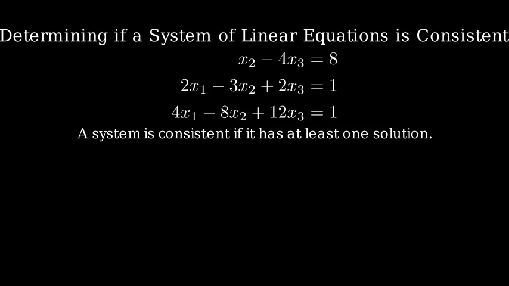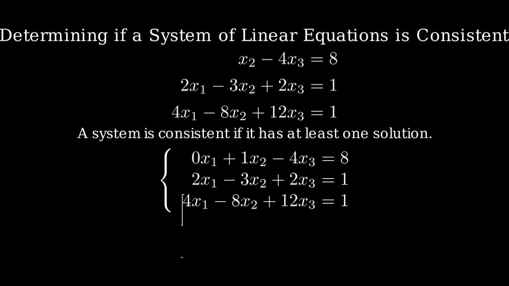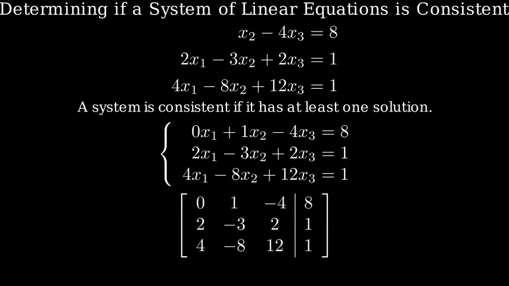A system is consistent if it has at least one solution. If there's no possible solution, we call it inconsistent. To determine which one our system is, we'll set up the augmented matrix representing our system of equations.